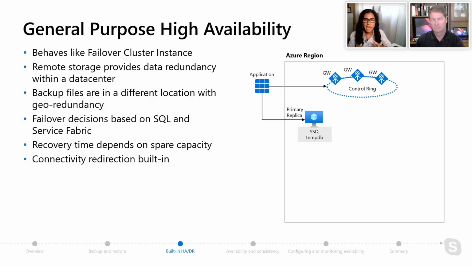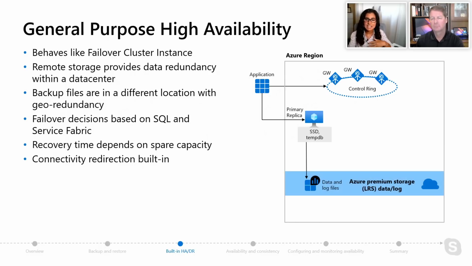But when we start to look at general purpose, what you'll notice is that on the primary replica, on the locally attached SSDs, we have the TempDB. The data and log files are actually stored in Azure Premium Storage, which is locally redundant storage. And your backup files, as we mentioned for backup and restore, are stored in Azure Standard Storage, which does have geo-redundant storage.